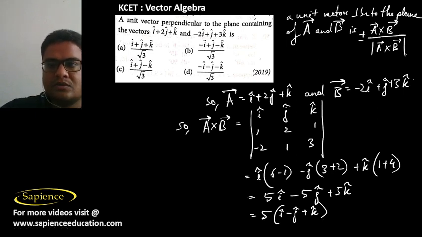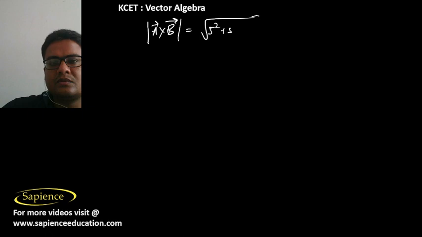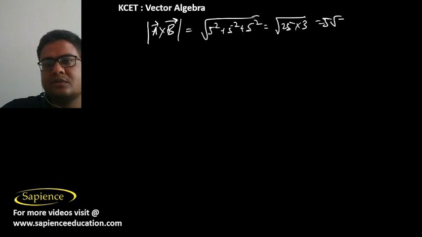We can take plus or minus of this. This is a cross b. Therefore, we can take minus of a cross b also: 5 into minus I cap plus j cap minus k cap. And then the magnitude of a cross b is equal to square root of 5 square plus 5 square plus 5 square. That is 25 plus 25 plus 25, which is root over 5 into 3.